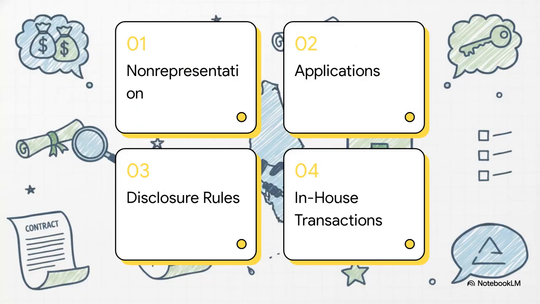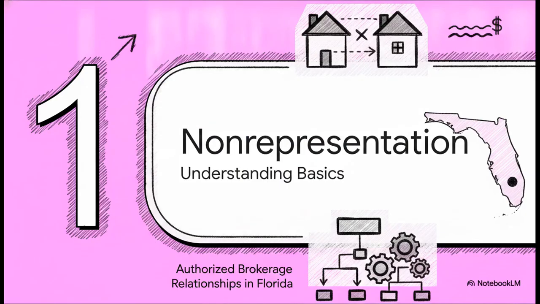Here's our roadmap for this explainer. We're hitting 4 key areas today: understanding non-representation, real-world applications, brokerage disclosure rules, and finally, navigating in-house transactions. So let's kick things off with Section 1, non-representation and understanding the basics.